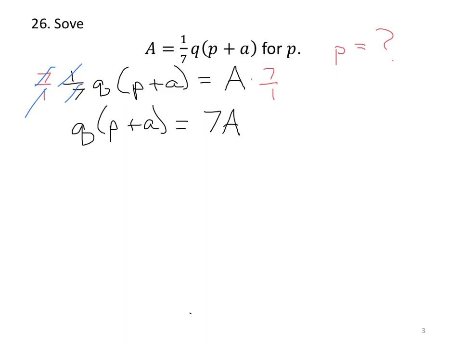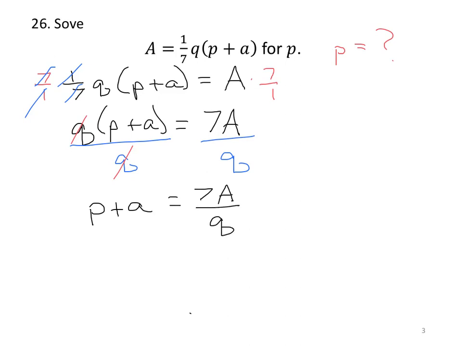Okay, so now we want to get rid of this q. So we're going to divide both sides by q. And the q's cancel over here, and we're left with p plus a. We no longer need the parentheses because that's all there is. So what's the last step? There's only one more step to get p by itself on the left, and that is that you subtract a from both sides. And voila, you are done.